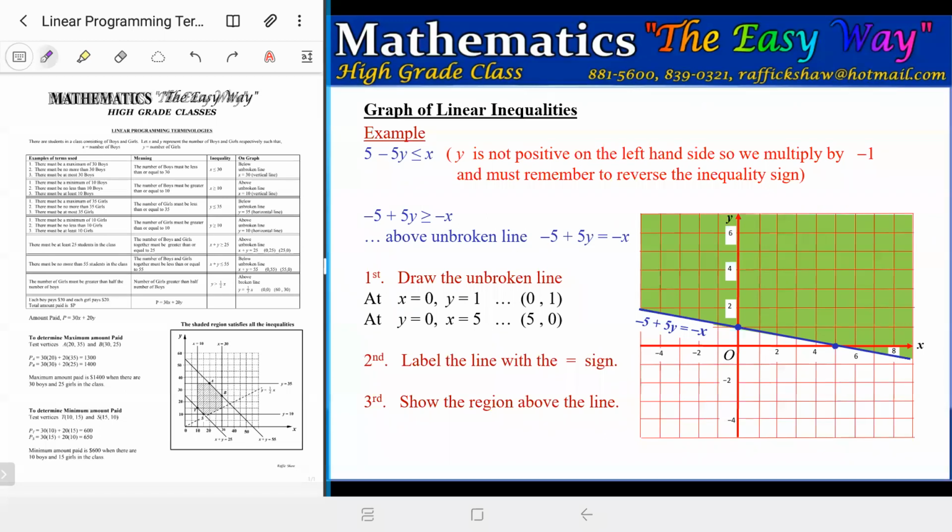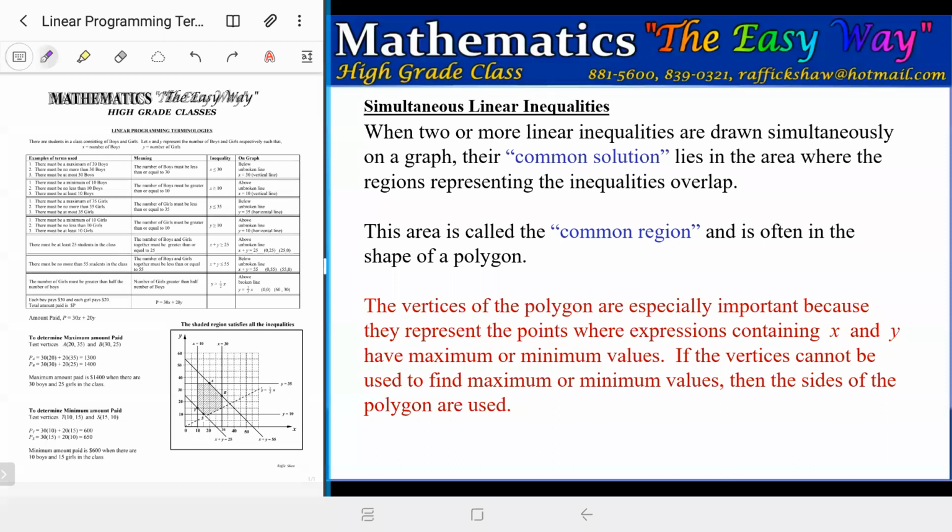Now, in an exam they won't ask you to just do one line and shade above one line. They hardly ever ask that. What they'll more likely give you is this: simultaneous linear inequalities. Now, simultaneous means occurring at the same time. So we're talking about linear inequalities occurring at the same time. For example, if there are 3 lines, then there are 3 regions. And the simultaneous is referring to the one region where all 3 inequalities overlap each other.